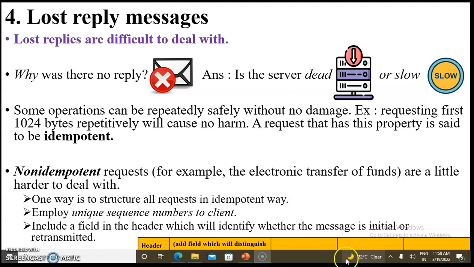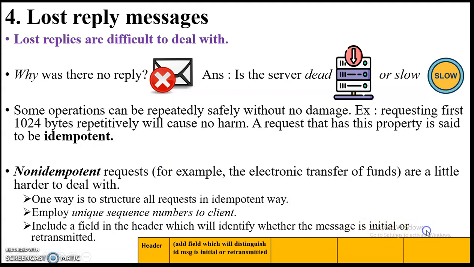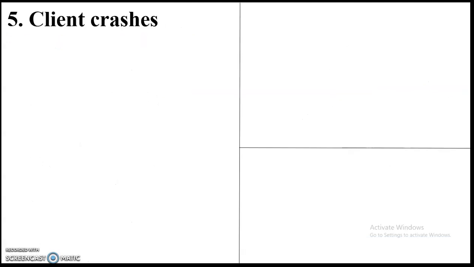So what is the solution to that? One way is to structure all requests in an idempotent way, which is highly impossible. The second is giving a unique sequence number to all the clients. The third is to add one field to the header of a message which says whether the message is initial or has been retransmitted, and accordingly the operation will be performed.